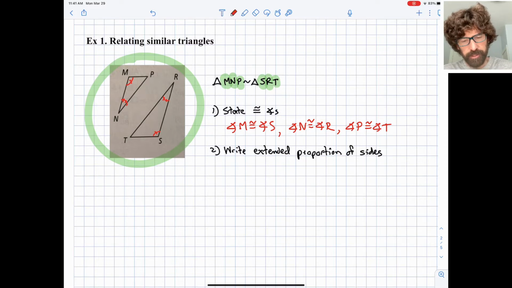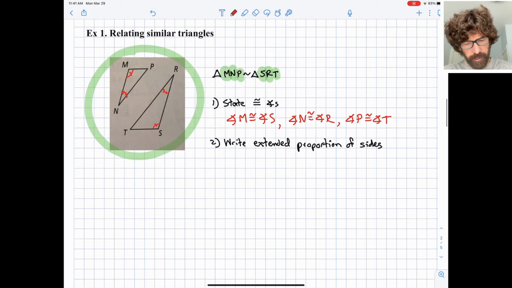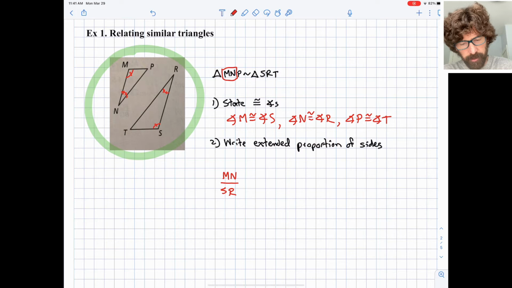Write an extended proportion of the sides. So this means that we can say the side MN divided by its corresponding side SR. And I'm getting this by looking at this similarity statement up there. That's the corresponding side. MN over SR is going to be congruent to NP divided by RT, which then is going to be congruent to, let me show you how I'm doing this, MP divided by ST.